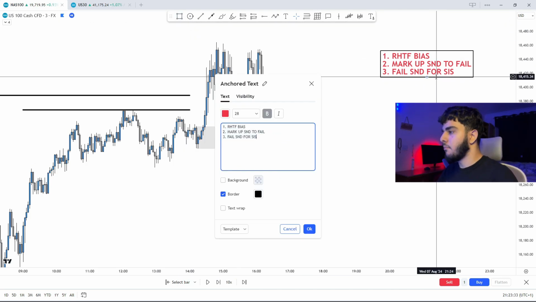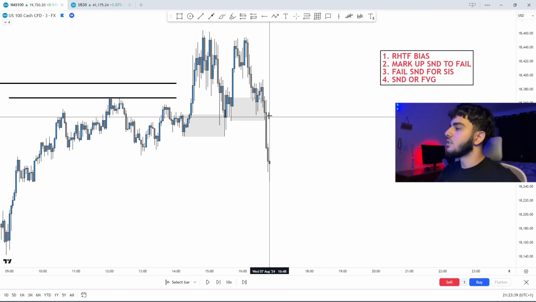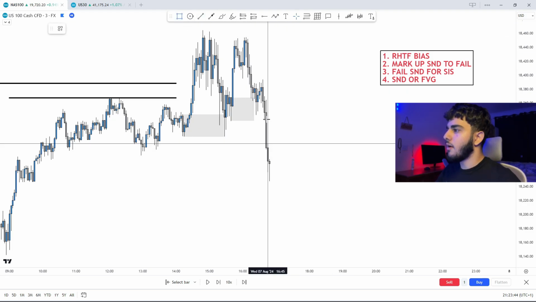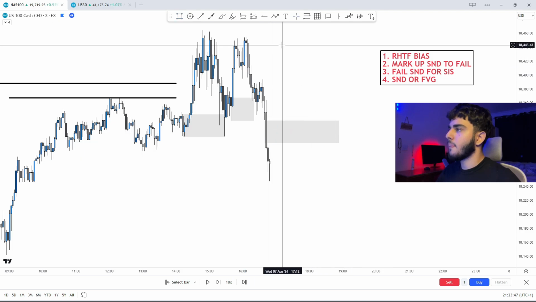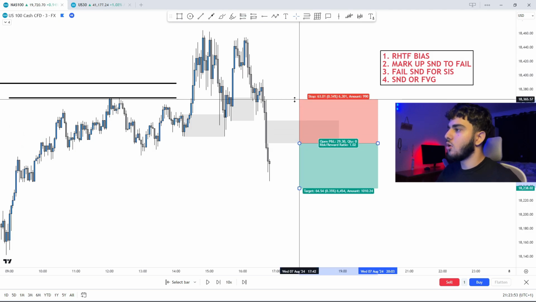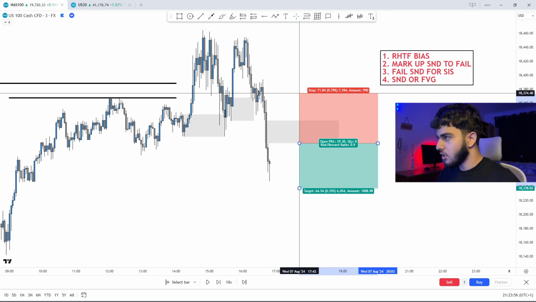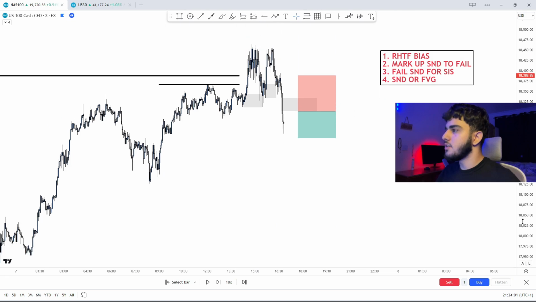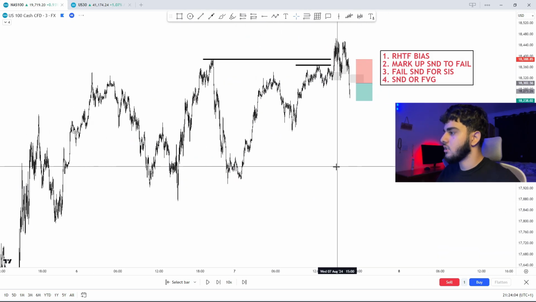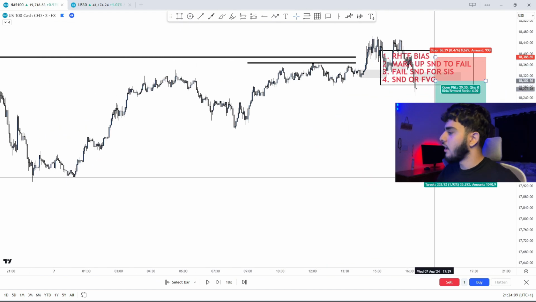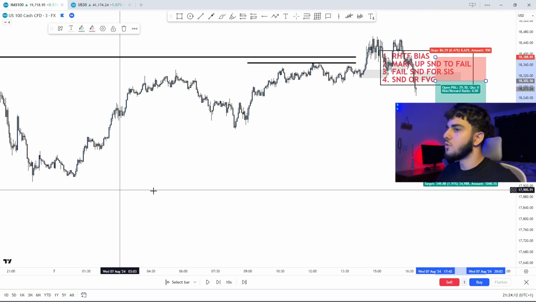And that brings us on to step number 4, which is to enter from S&D or fair value gap. And as we can see, price fails this level of demand, and we can enter from our fair value gap right here, just about there. And our stop loss can go at the last point of efficient price action. So we can put that right there at this supply and demand zone. And our TPs can go, we can aim for a nice 1 to 4 at this level of equal lows right here.